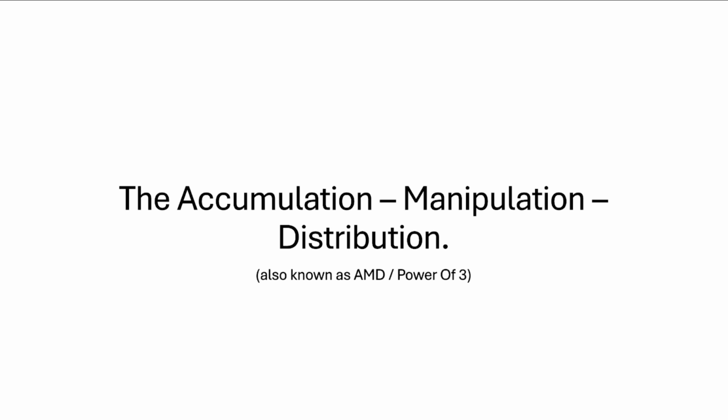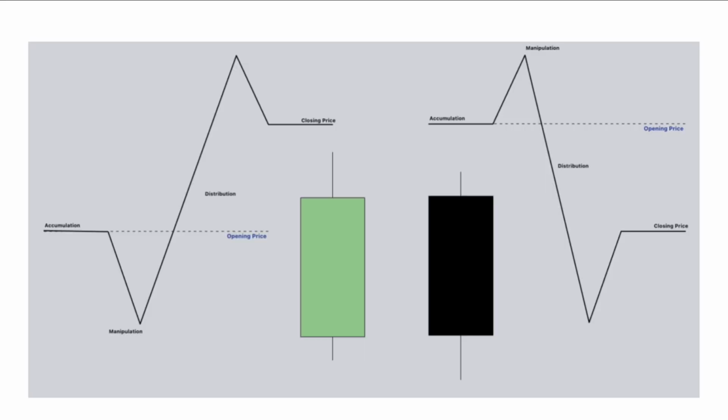The accumulation, manipulation, and distribution, also known as AMD or power of 3, looks like this. If we're going to look at the concept of AMD, at how these candlesticks form, this is a crude depiction of how they usually form. And this is a crude depiction of how you should look at every singular candlestick, no matter what.